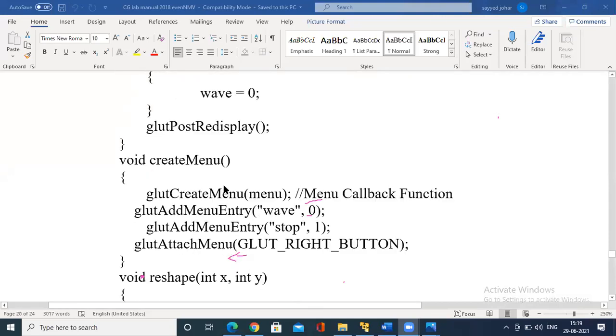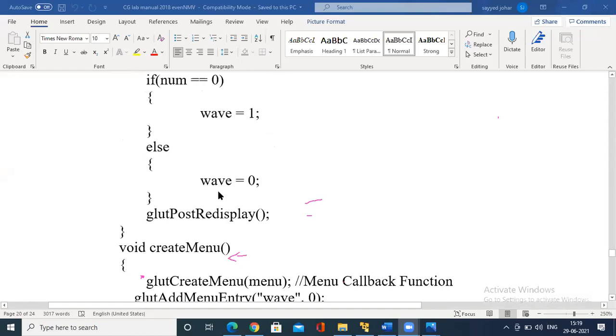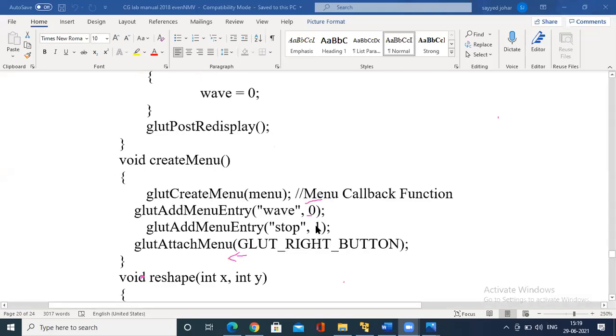Coming to the display callback, let me go to the menu. The menu is to create the menu callback function by the main. This is inbuilt. So wave 0 is to flutter. We have changed it. This is just a reset of the flag. Stop to 1, wave 0 to. So when wave 0, what should happen? See, wave 0 means you should go to, that is, we have assigned if num equal to 0, wave 1. Wave 1 means stop.